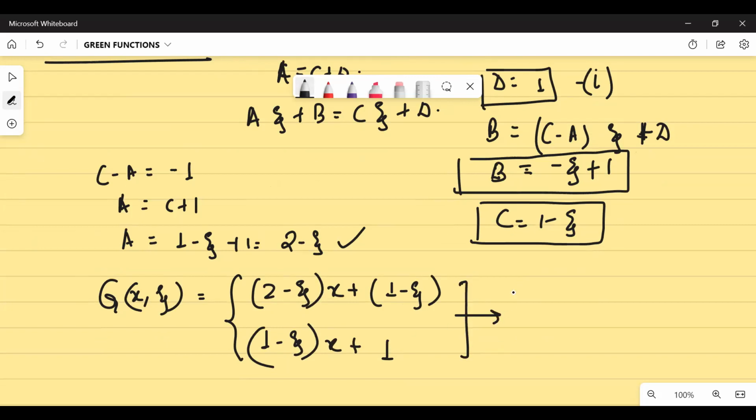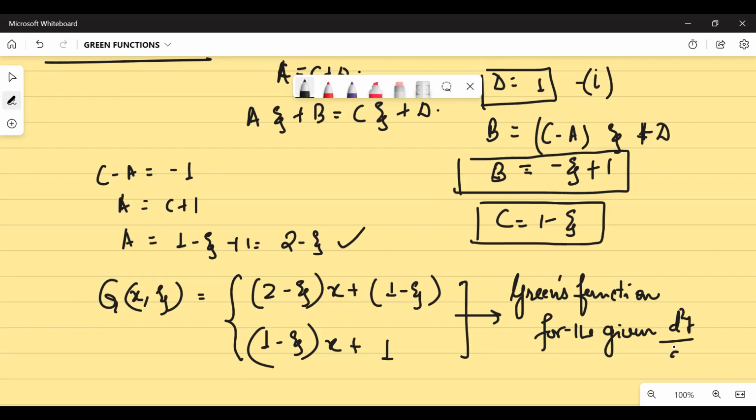So this is your Green's function for the given differential equation d2y upon dx2 equal to 0 and some conditions that were given to you. I think the conditions were y0 is equal to y dash 1 and y dash 0 is equal to y1. So this is how you write your Green's function. Is that clear to you?